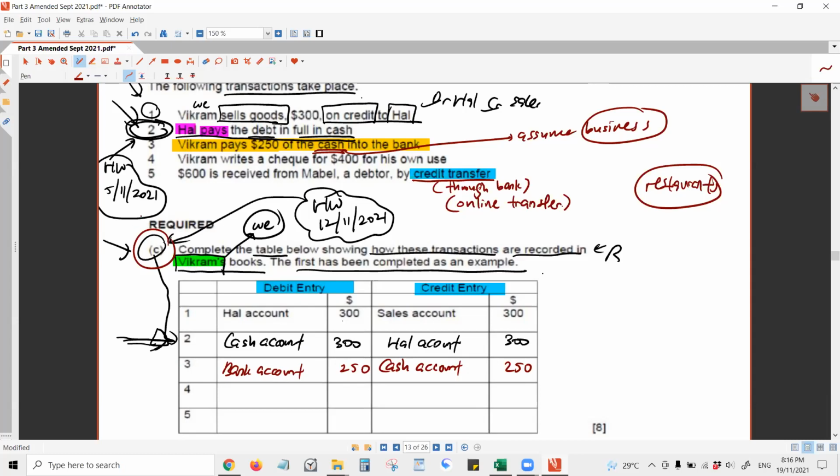Number four, writes a check for $400 for his own use. Own use means personal use. You are using business money. You are using the money from the business bank account. Therefore, you credit bank account, because the business bank account will go down. The amount is 400. Debit what? Debit drawings. The last transaction we learned in the last lesson is about drawings. Later, we get back to the notes and finish off the learning. Okay, credit bank, debit drawings.